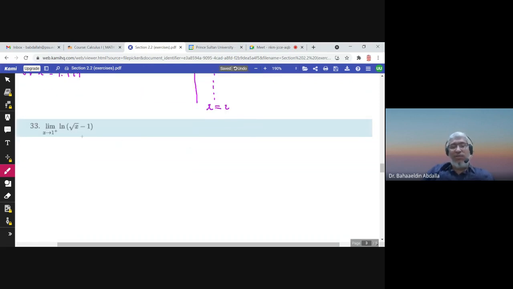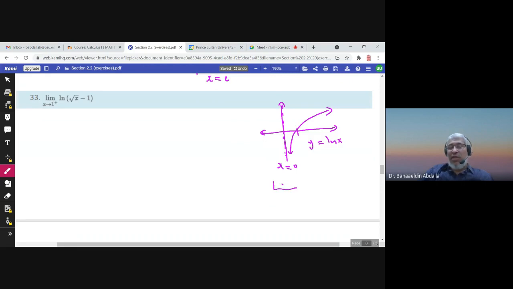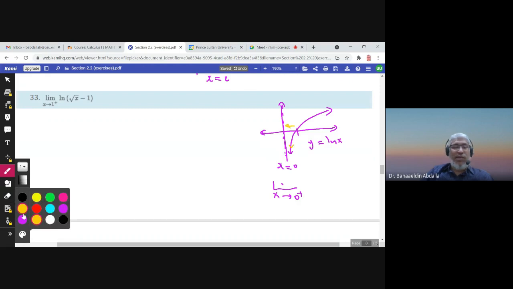Now for this function, you should remember the graph of ln x. This is the graph of ln x. And this line, which is x equals 0, is a vertical asymptote for the ln. So from here, we know that when x approaches 0 from the right, the graph will go where? Approach 0 from the right, the graph goes where? To negative infinity.